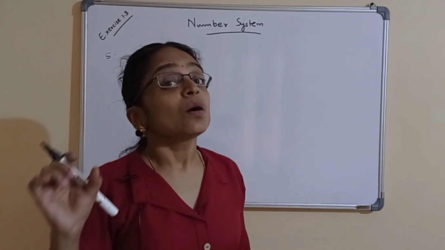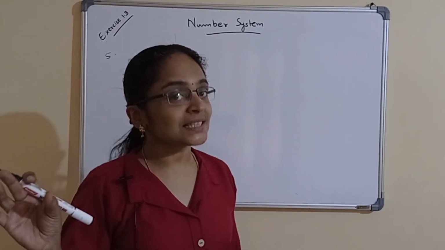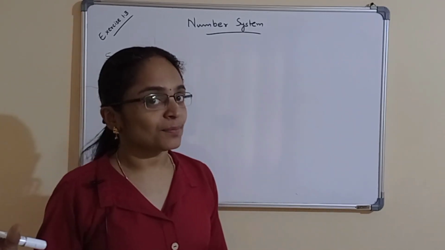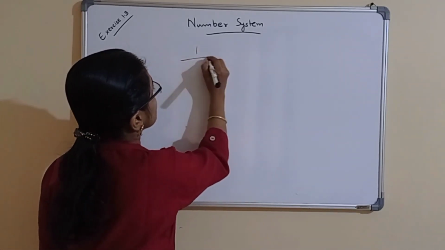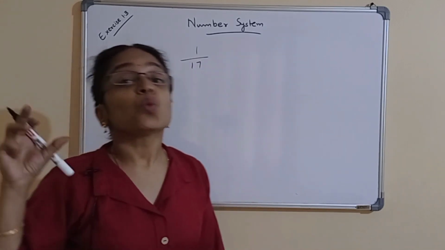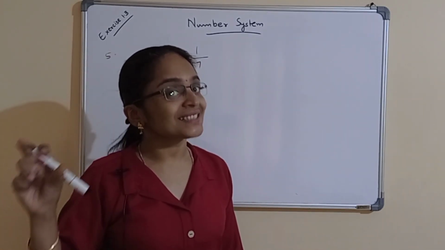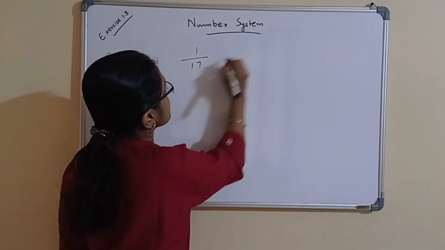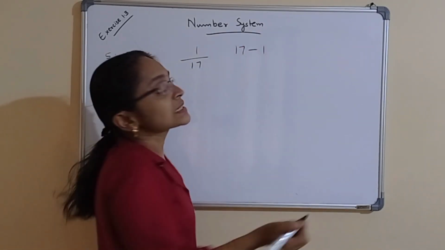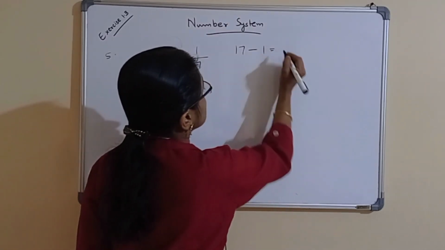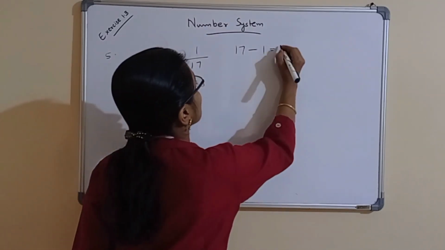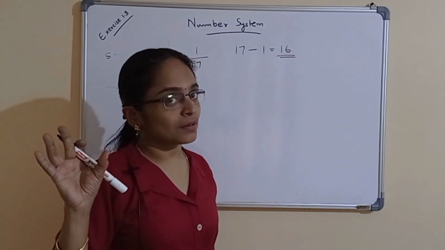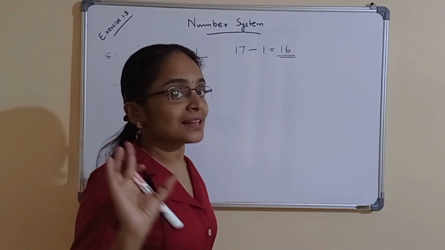Okay. Next one is, what is the maximum number of digits in the repeating block of digits in the decimal expansion of 1 by 17? So, what can be the maximum number of digits in the repeating block? It can be 17 minus 1. The maximum number of digits which are repeating can be 17 minus 1, which is 16.